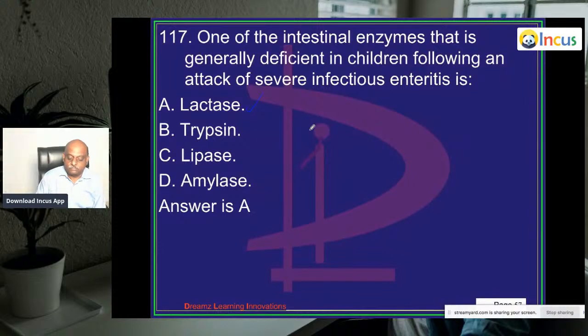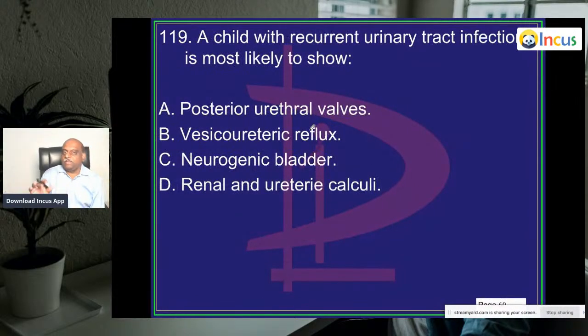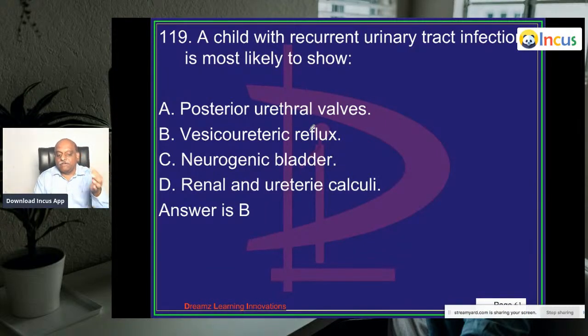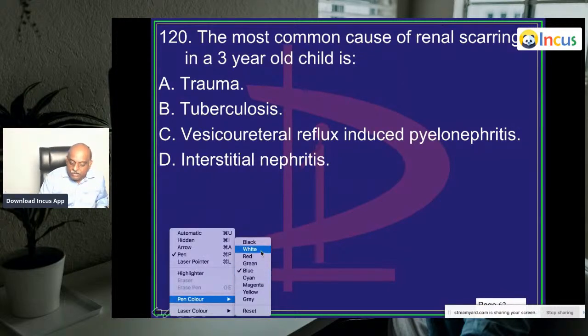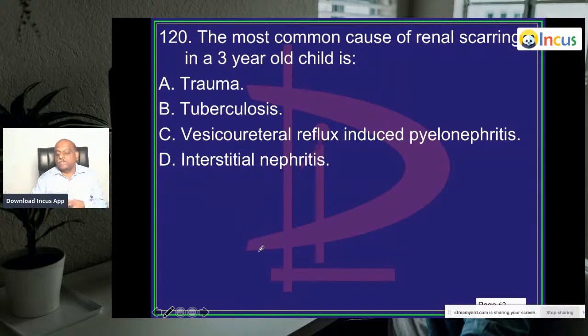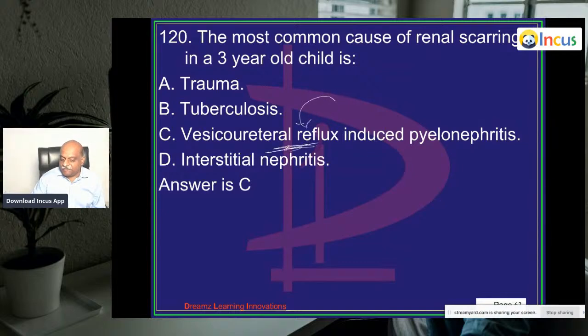Now, a child with recurrent UTI, what is the most common underlying cause? Vesicoureteric reflux will present with recurrent urinary tract infections. What is the most common cause of renal scarring in a 3-year-old child? Once more, you should remember, vesicoureteric reflux leading to pyelonephritis is responsible for the renal scar.